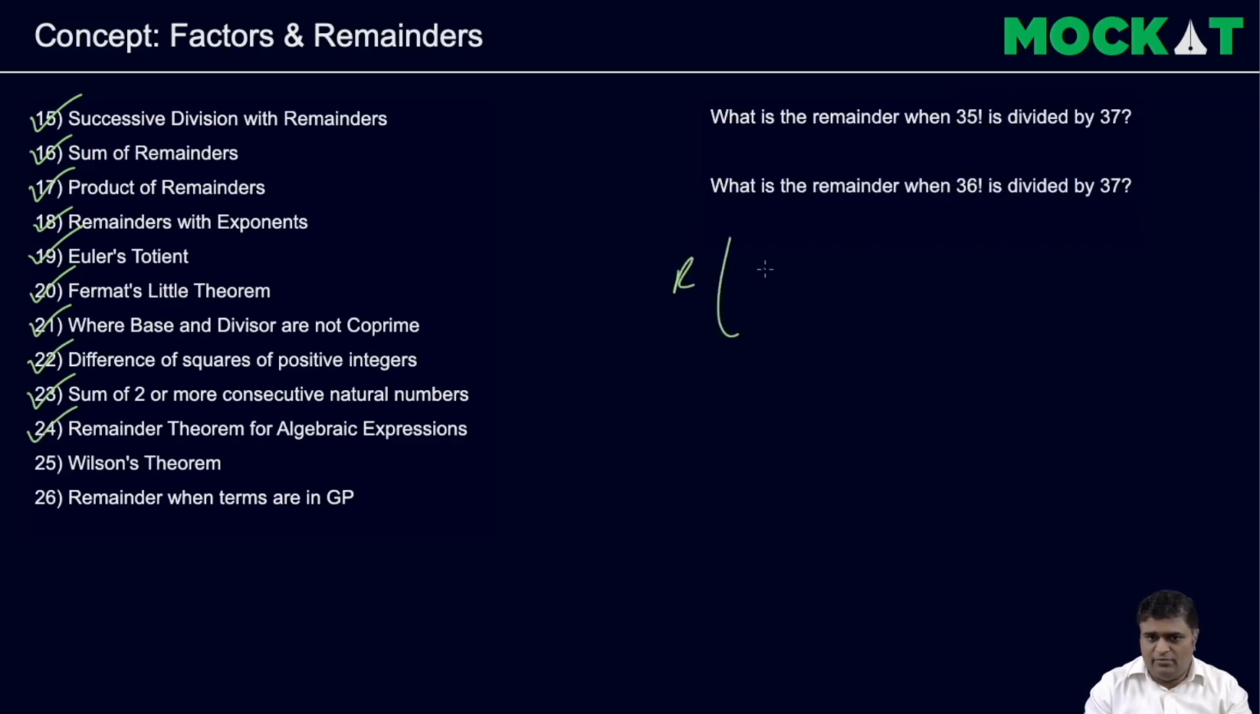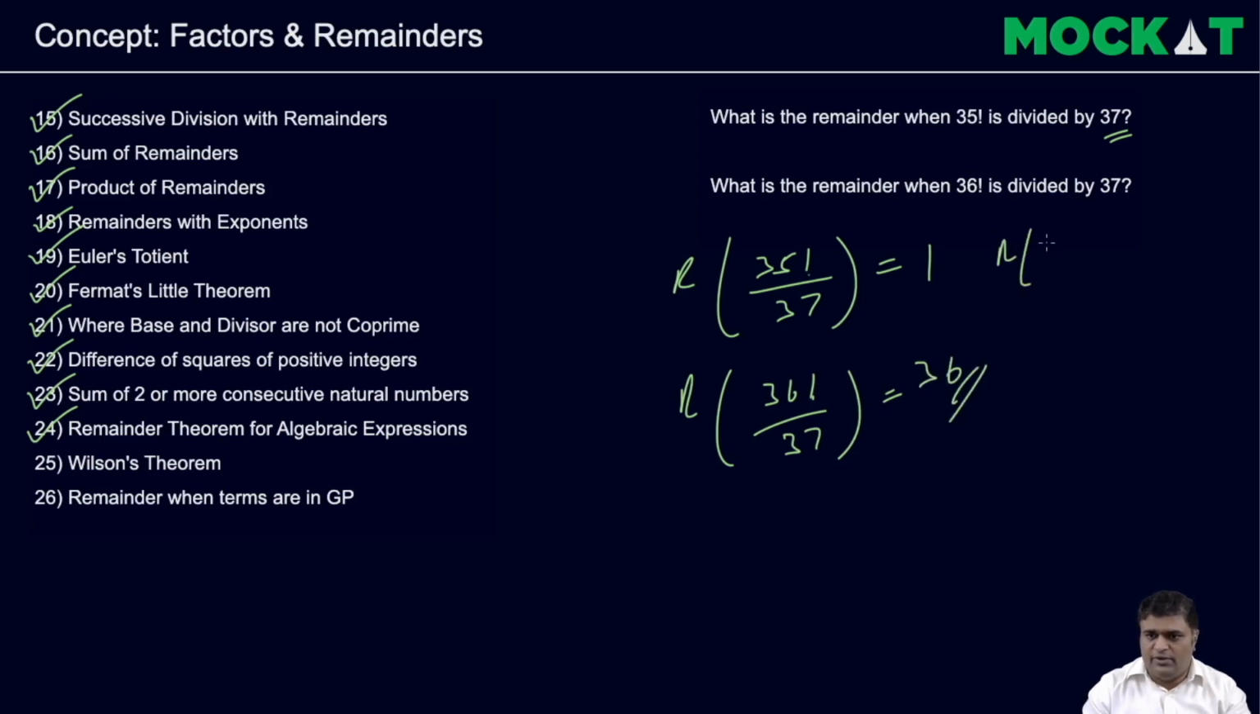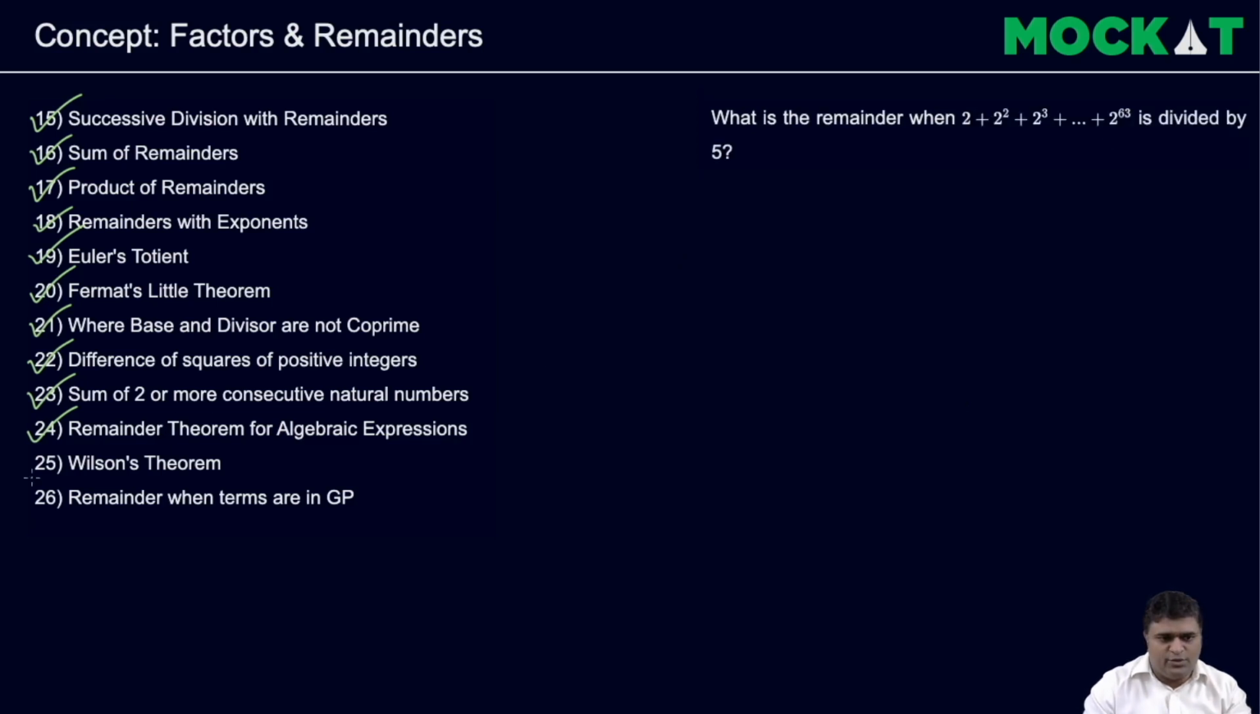The remainder when n minus 2 factorial, that is 35 factorial, is divided by n, where n is a prime number, 37 is a prime number over here, the remainder is always going to be 1. Now the remainder when n minus 1 factorial, or 36 factorial, is divided by 37, which is a prime number, the remainder over here is going to be 36. Therefore, the remainder when n minus 2 whole factorial is divided by n is going to be 1. The remainder when n minus 1 factorial is divided by n is going to be n minus 1 itself, where n is a prime number. So that was Wilson's theorem.